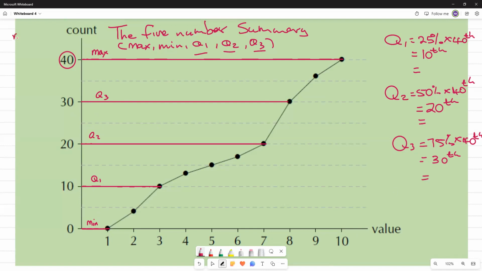You can see that, okay, max, let me just write them here. Let me change the size of this now. So max, min, Q1, Q2, and Q3.